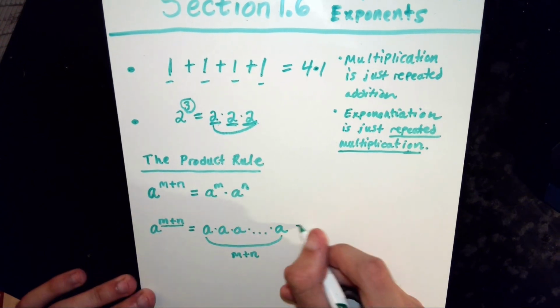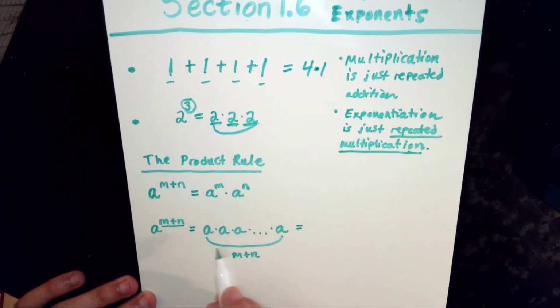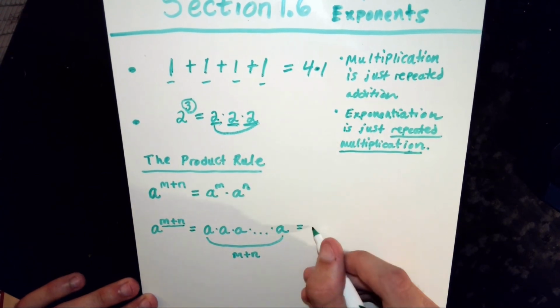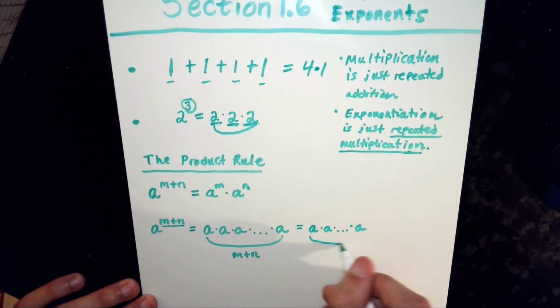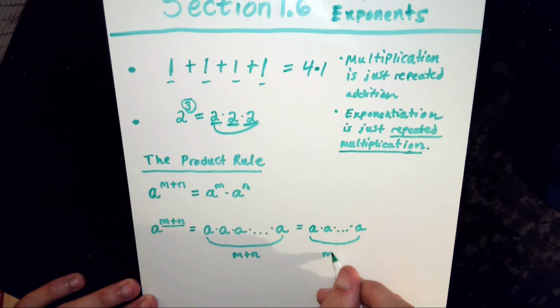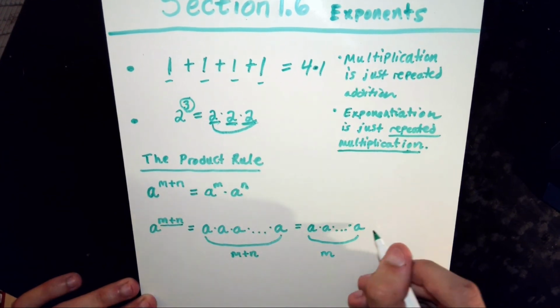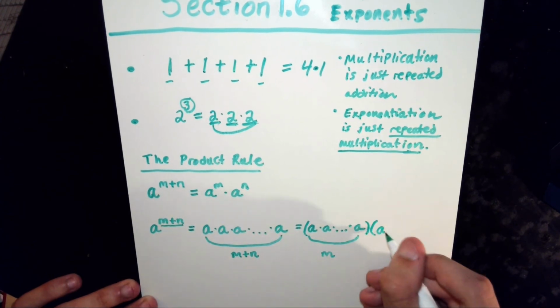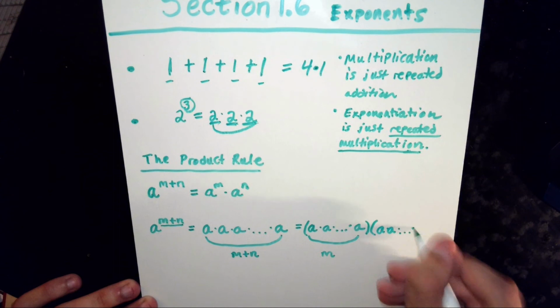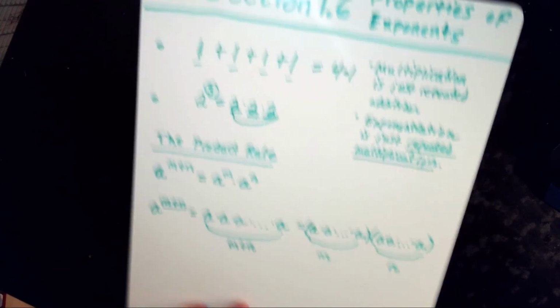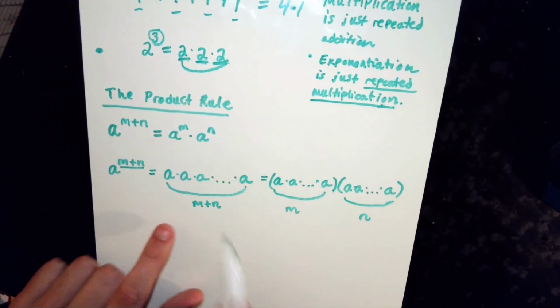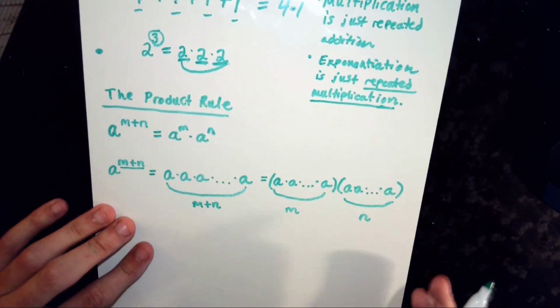But what you can always do is take the m plus n a's and just split them up. You can say a times dot dot dot times a, and here's m of them, and then times a times dot dot dot times a here, and then here there's n of them. So these are really the same.